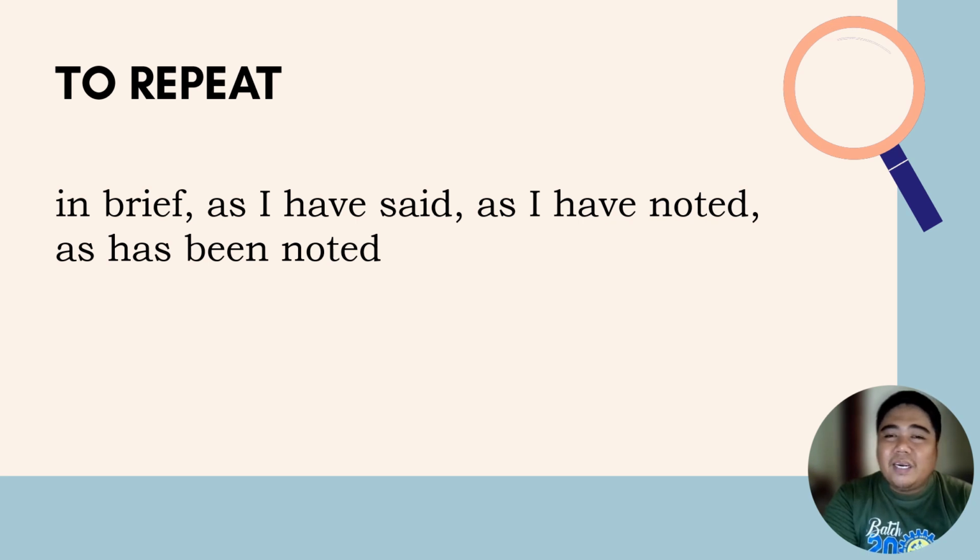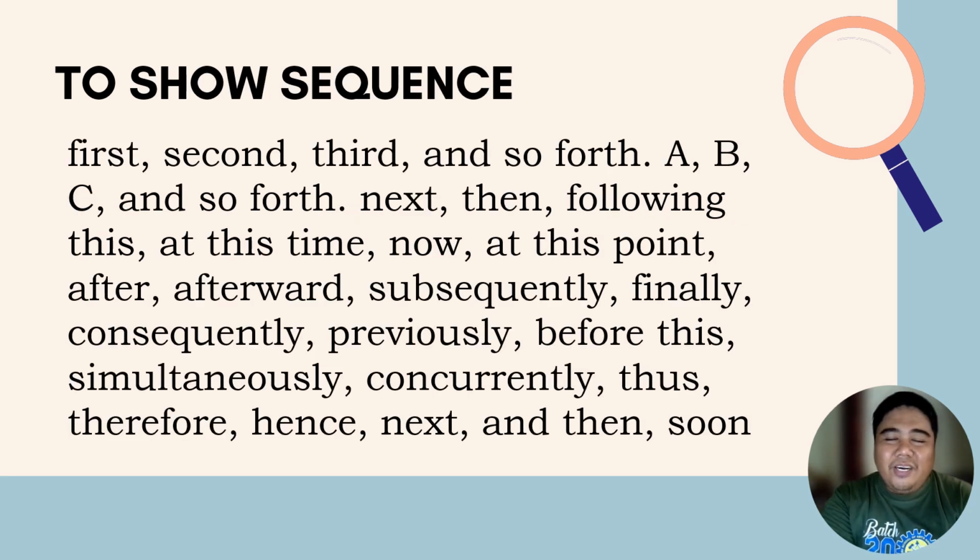We can also repeat our ideas using transitional devices, like for example, in brief, as I have said, as I have noted, as has been noted. Or we can also use the transitional devices to show sequence, like for example, first, second, third, and so forth. Okay, here are other transitional markers that we can use to show sequence. You can read it silently.